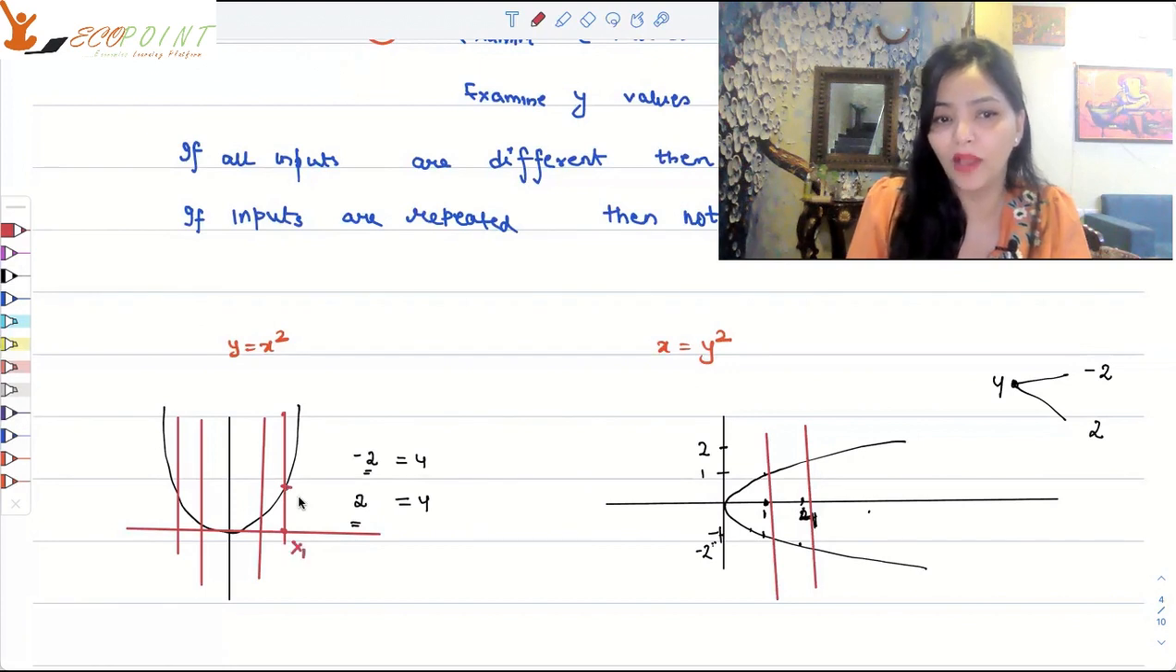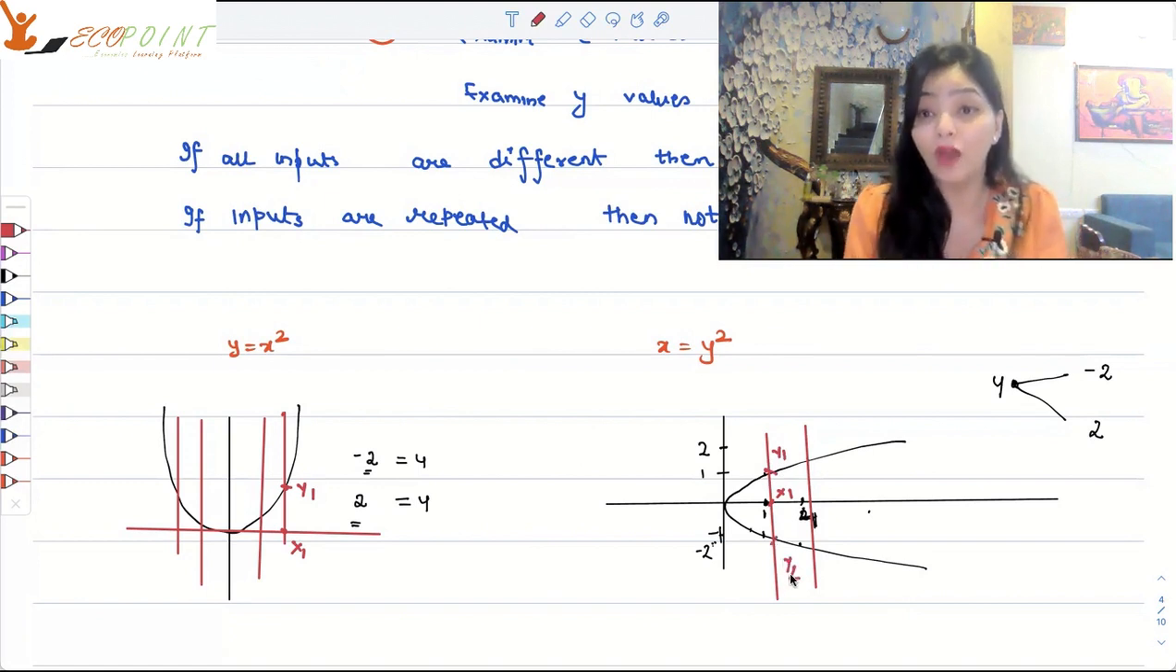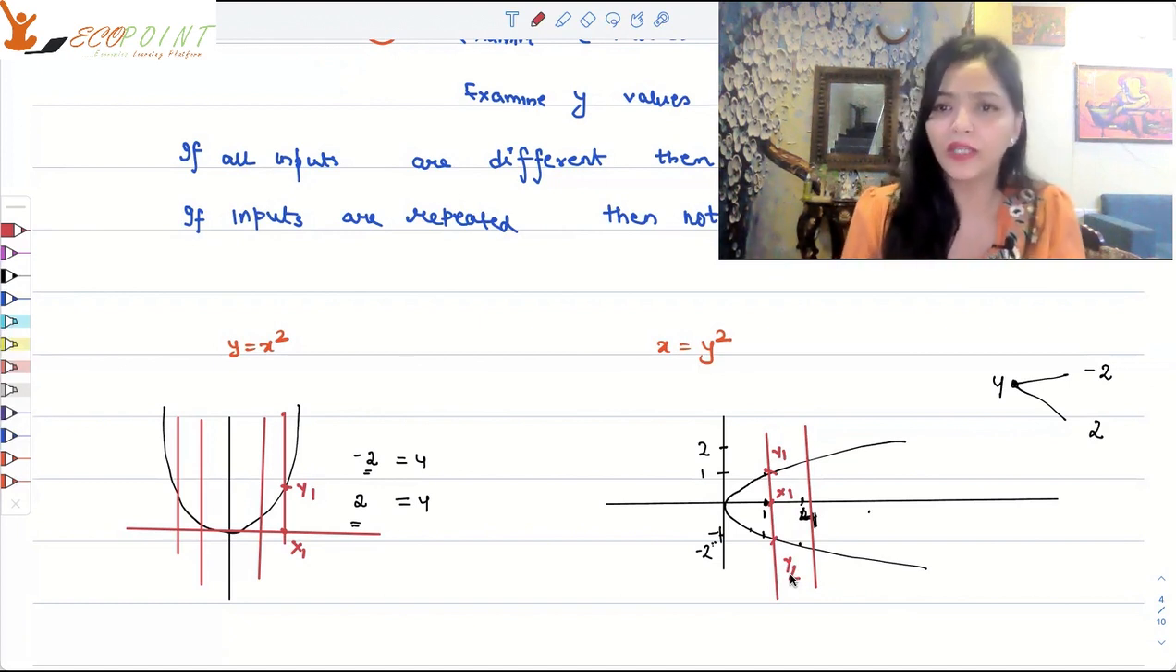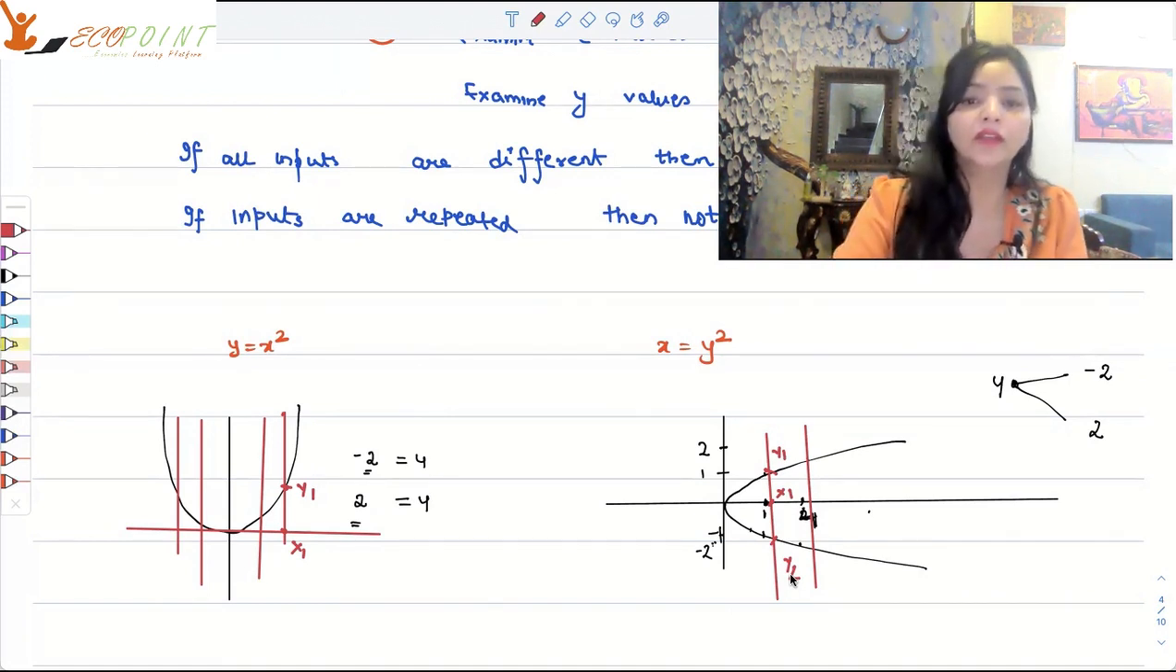Suppose this is x1, this is y1, x1 comma y1. But here, what is happening? Suppose this is x1, now x1 is giving you y1 and also y2, which means you are getting 2 outputs out of 1 input, which is a problem. It's not satisfying the definition of function. So that's what the vertical line test also tells you. It's basically telling you how graphically you can see whether your definition is getting satisfied or not. Okay?